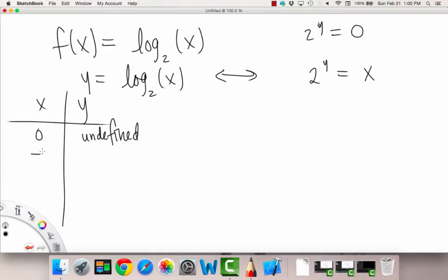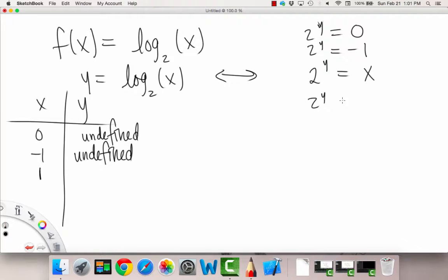Okay, let's try a negative 1. Let's see if that one works. So then our equation turns into 2 to the y power is equal to negative 1, and that's definitely not true, right? Because any power of 2 can't just turn negative automatically. So this is also going to be undefined. Well, we're not doing so well, are we? So let's try a positive 1. We'll go to the positive side here.